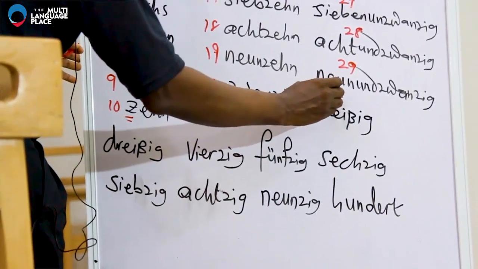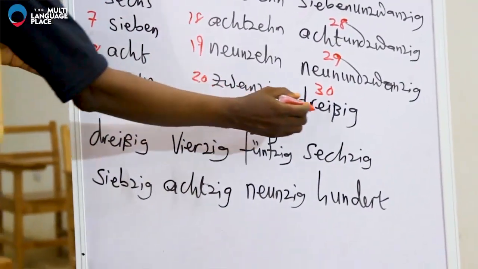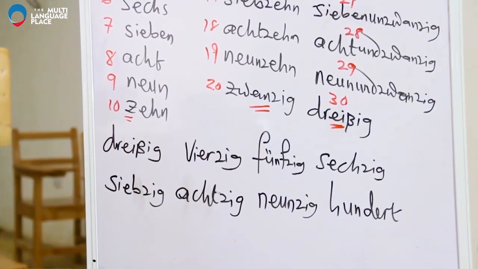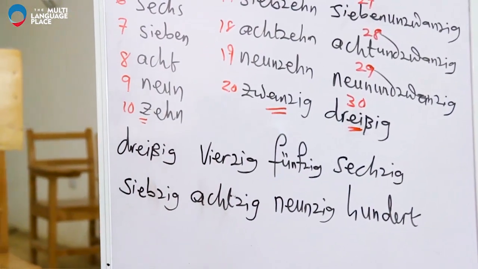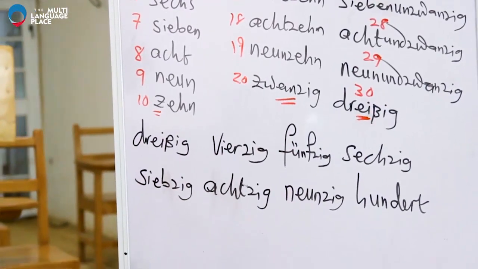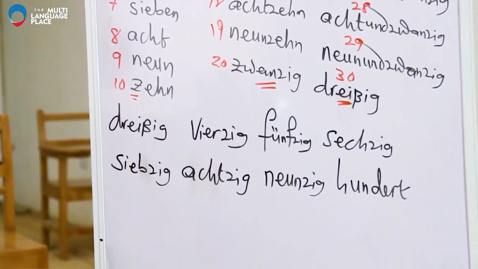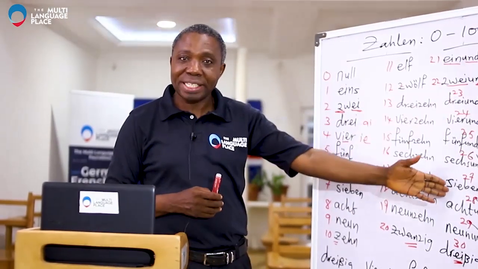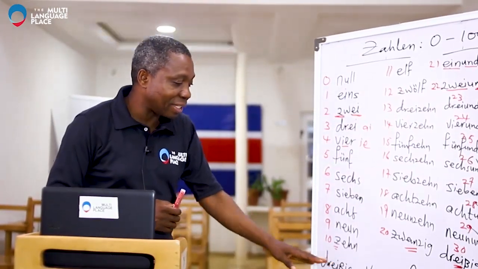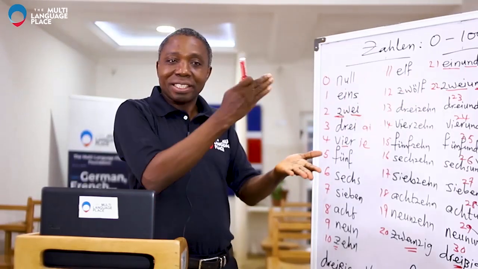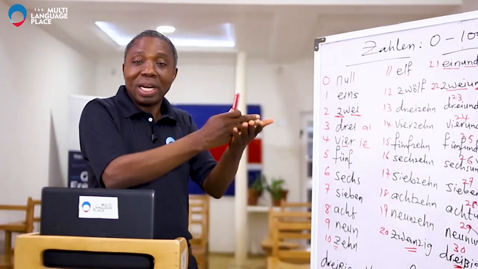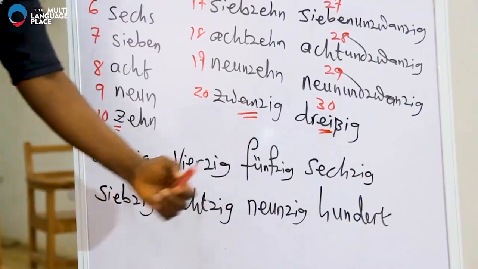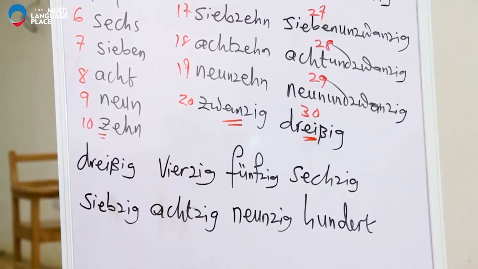You have 30. If you notice, the I is always I. Then after that one, it's now easy for us to say 31, 32, 33. You just do the same process here. You take this 30 and then you put the 1 in front, 1 and 30, 2 and 30, and all that. So we have 30, and then we come to 40.